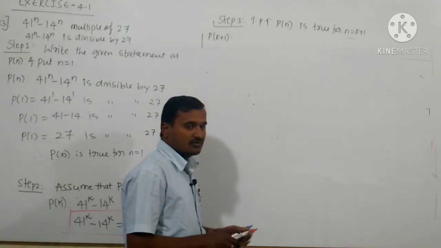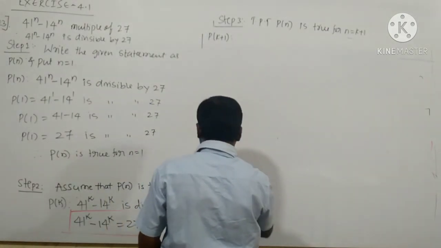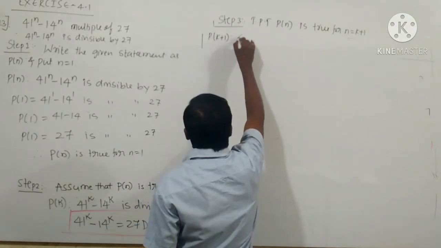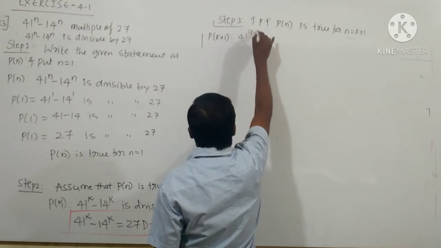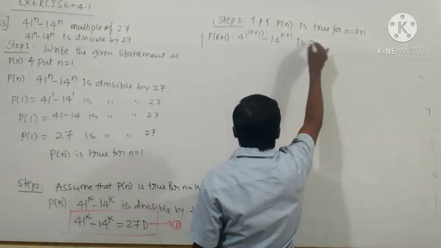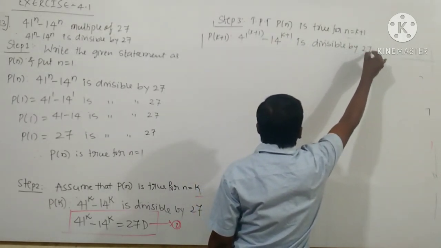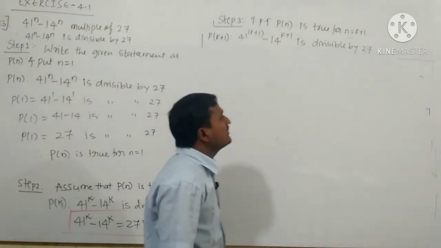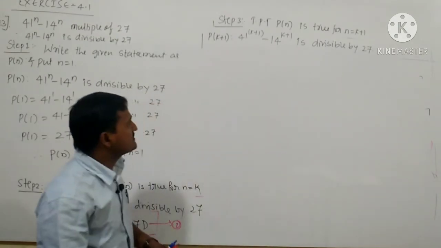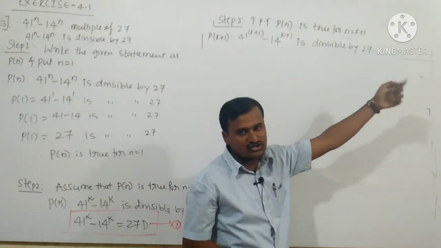Okay, next we will go to the third step, that is to prove that P of n is also true for n is equal to k plus 1. So hence replace the value of n by k plus 1. 41 raised to k plus 1 minus 14 raised to k plus 1 is divisible by 27. I have to prove this one. To prove this one, we have to express this in terms of product of 27 into some number.